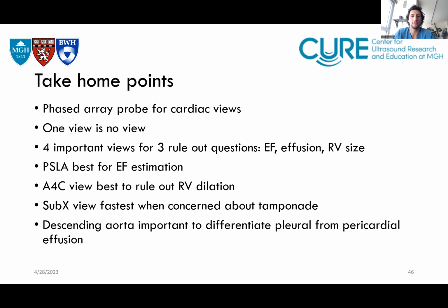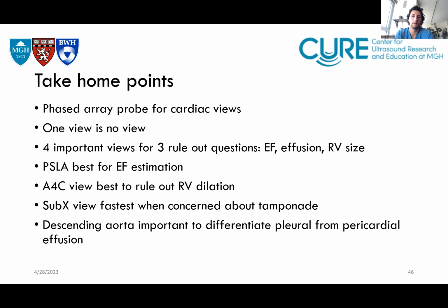But again, we're looking with the phased array probe at least 2 views, and we really want to get all 4 views. And we're looking at the ejection fraction. You want to get an idea: is it normal, depressed, severely depressed? Is there cardiac standstill? A bit broad strokes here. Is there an effusion? Yes or no? Is there tamponade as a result of that effusion? And what does the right ventricle look like compared to the left ventricle?